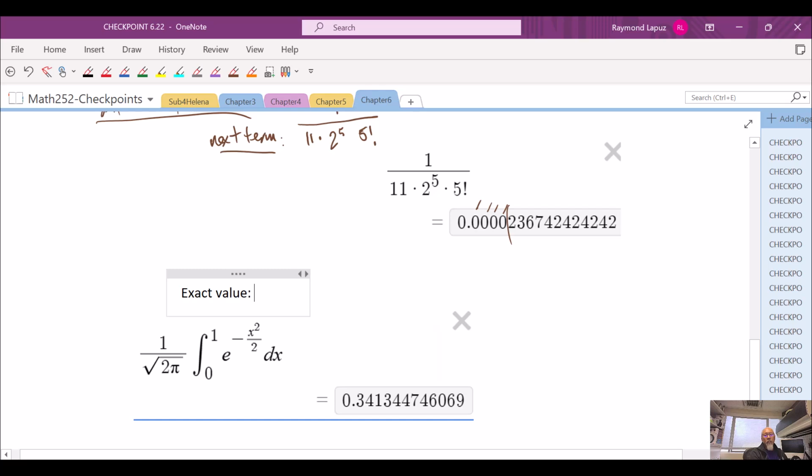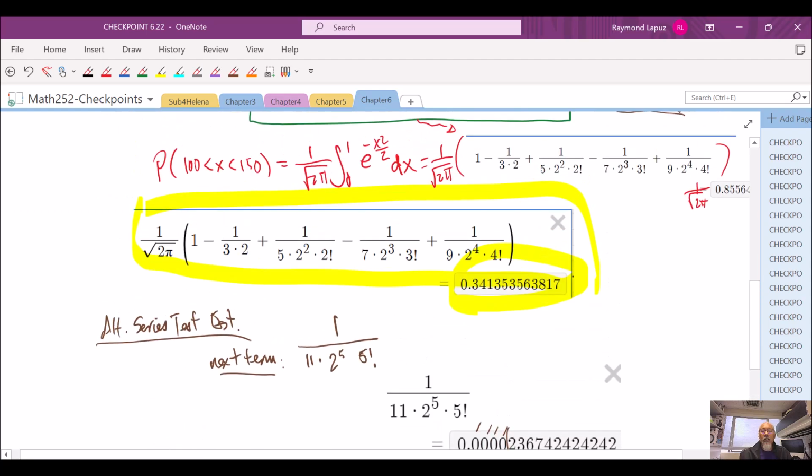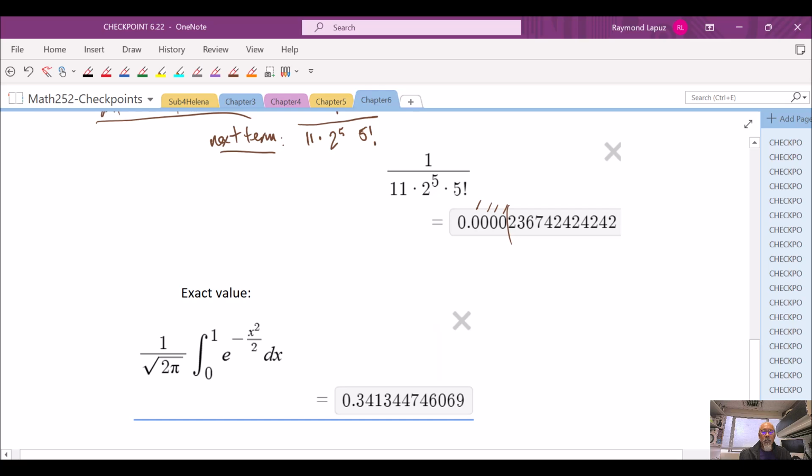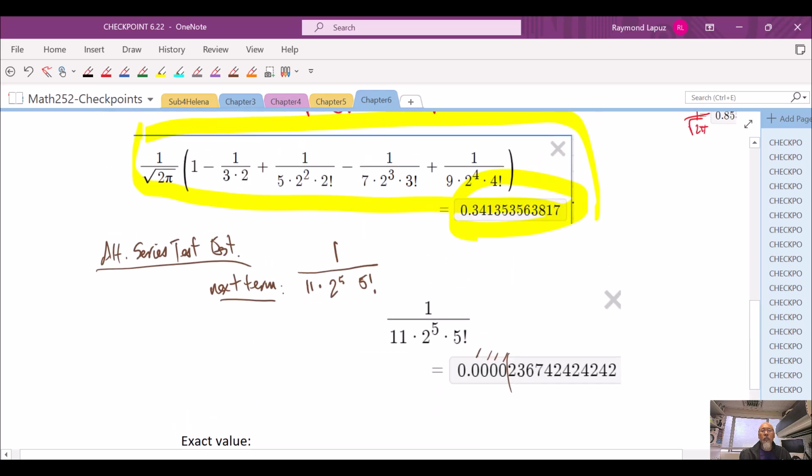So the exact value is given by 0.3413, and the estimated value is 0.34135. So this went to 3.4, this went to 3.5, in the thousandths place or 10,000th place. So I think we're good. All right, so that's it. I hope that helps. Good luck.